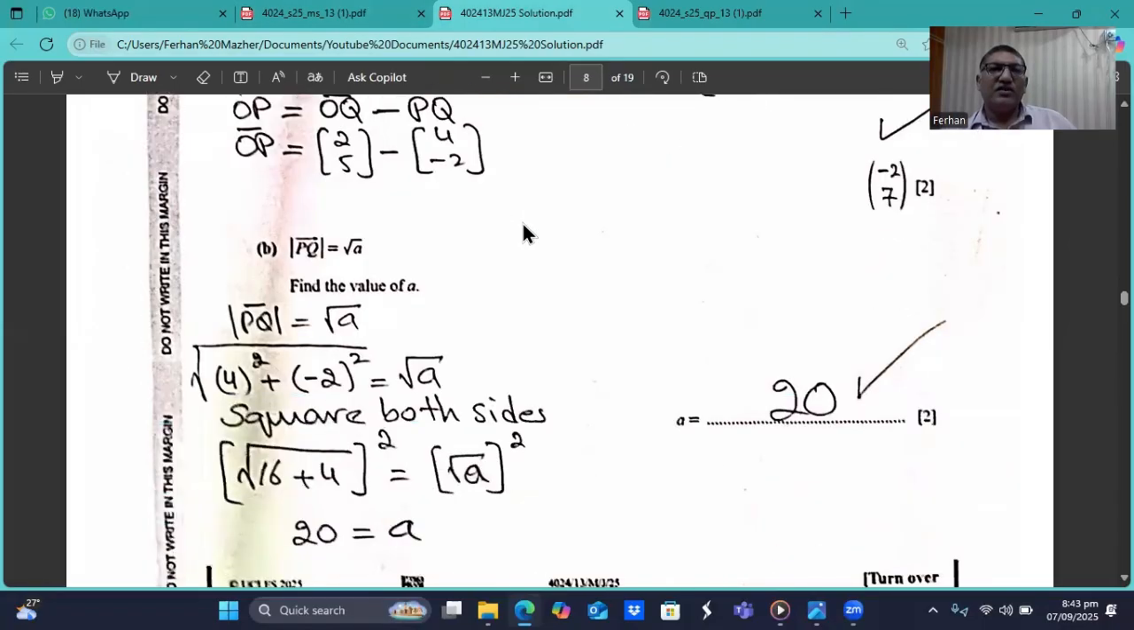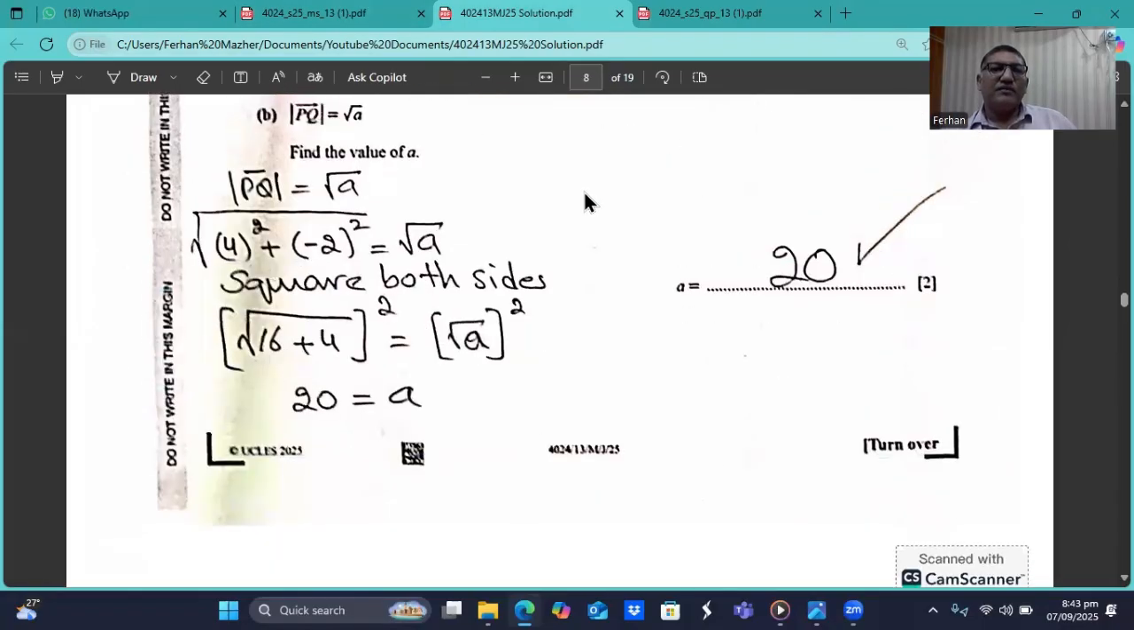So I'm going to put them here. Remember the formula for finding the magnitude if you know the column vector: x square plus y square and a square root on it. That is how you find the magnitude of a given vector. So it will be the square of 4 plus the square of minus 2, and a square root on it, and they say that is equal to the under root of A.